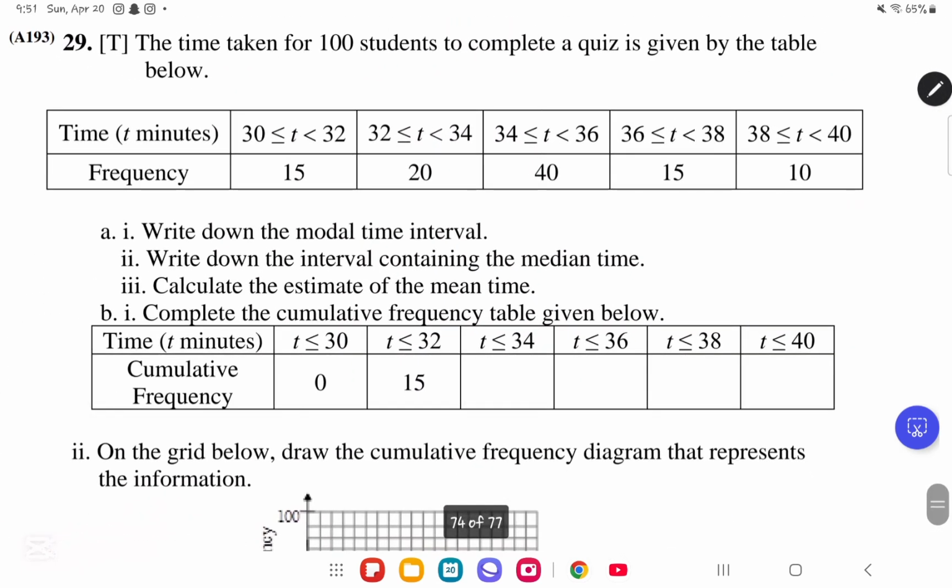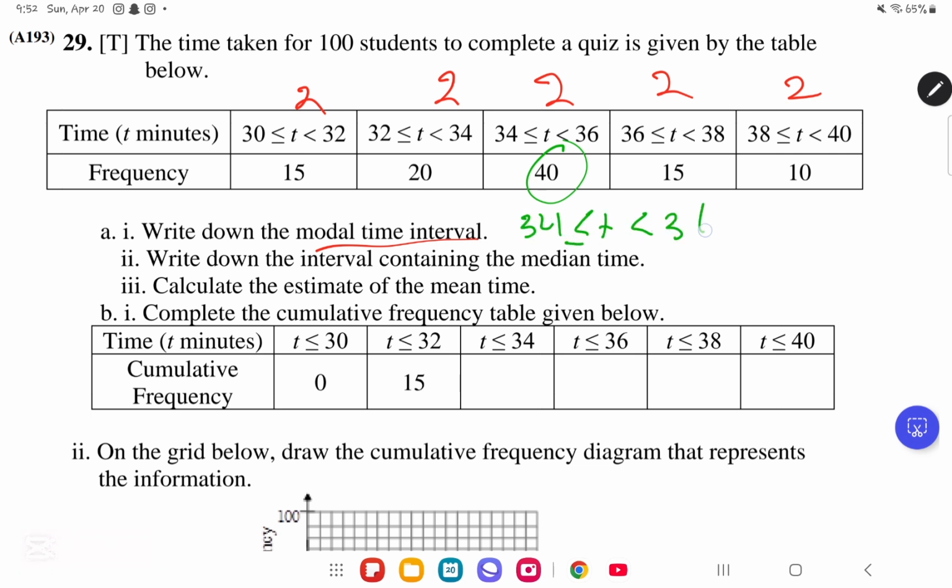Write down the modal class interval. To find it, first you need to find the width. If they all have the same width, then you're okay. Here you can see that it's 2, 2, 2, 2, and 2. So since they all have the same width, you are okay. To find the modal class interval, meaning the most occurring class interval, you just choose the one with the highest frequency, which is the one with the frequency 40. So the modal class interval is 34 to 36.